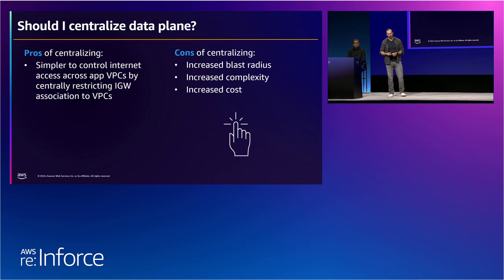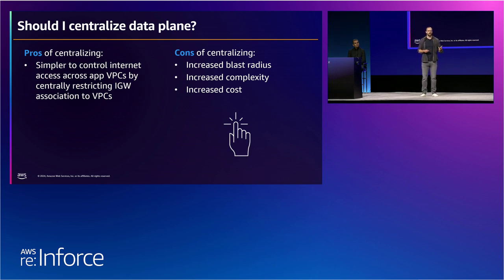Now, so should you or should you not centralize the data plane? So the only pro, or the biggest pro, is it makes it a little bit easier to govern. If I know that I only have one VPC with one internet gateway that everything comes in through, it might be easier for me to know that I can put all of my security solutions or security control points into that VPC, and then I know nobody else has access to and from the internet. But there's a lot of cons on that approach.